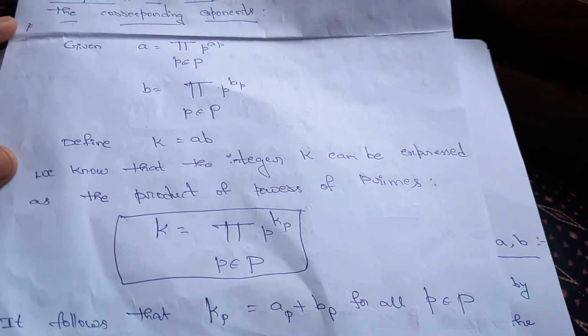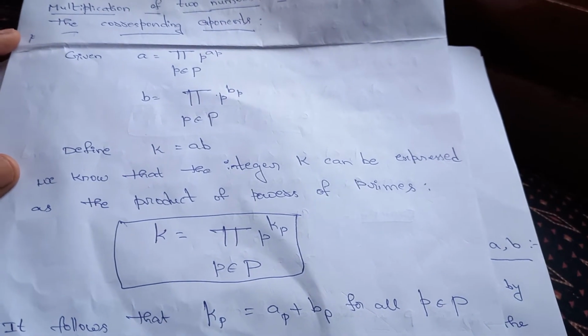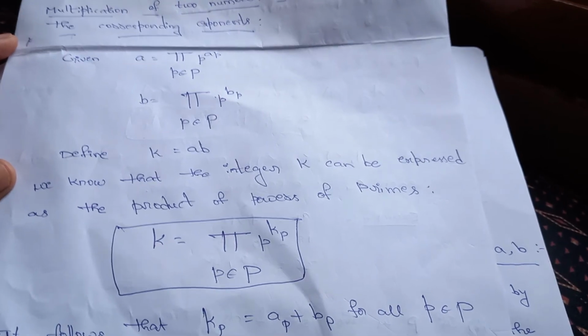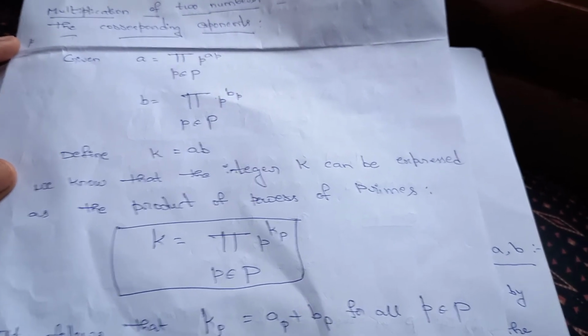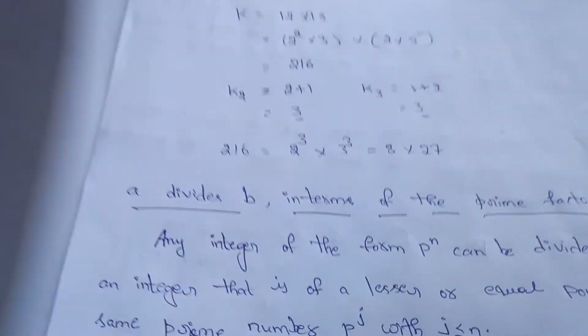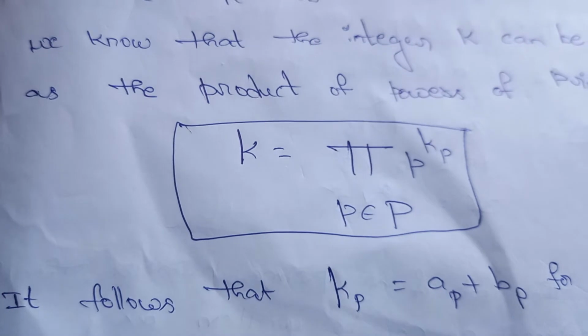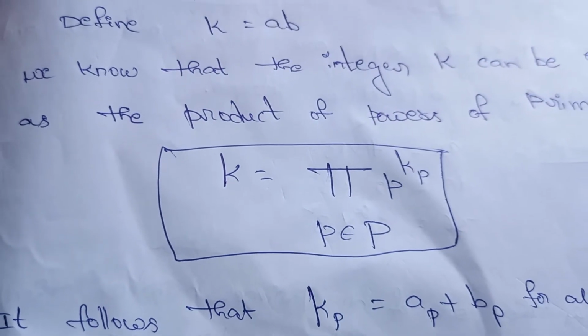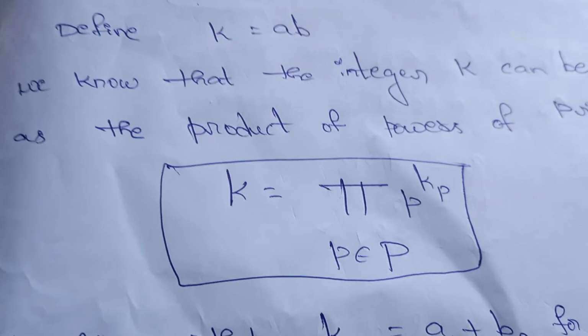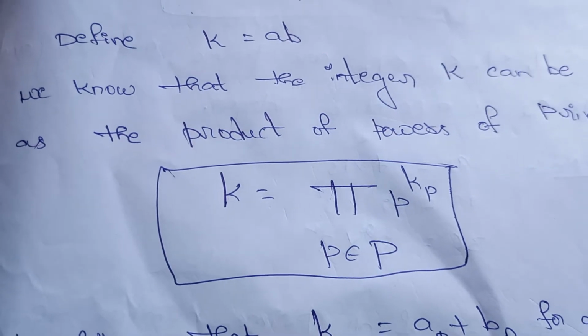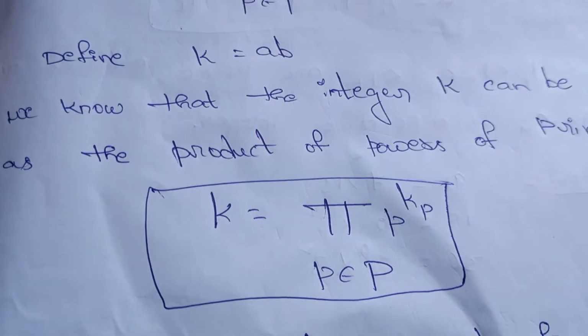What is the small p? Small p is a prime number, and capital P is the set of prime numbers. Next is an example for this. Here k equals the product over p belongs to P of p to the power k_p. We should prove that k_p equals a_p plus b_p.